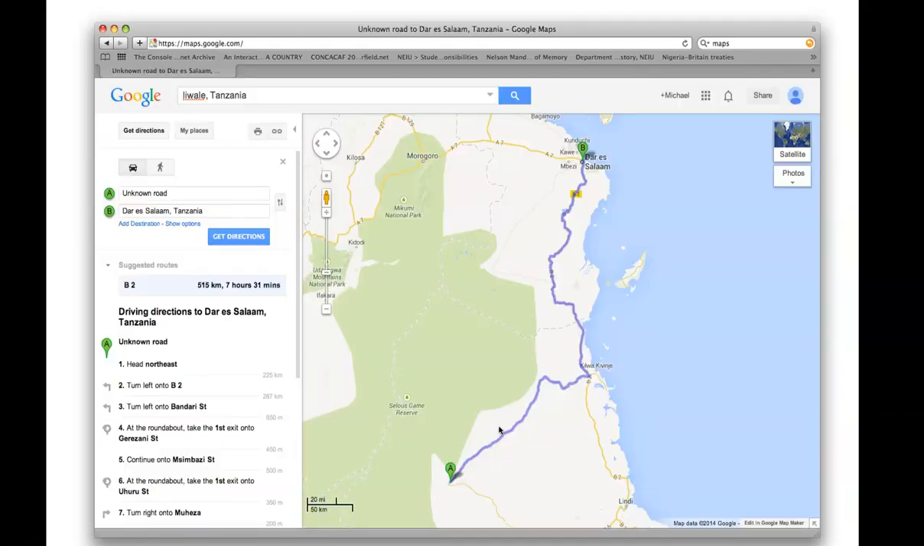Matter of fact, almost exactly 300 miles. And if you go on Google Maps, it'll tell you that should take you about 7.5 hours to drive. Seems pretty reasonable, right? Well, Google Maps is wrong. It took us 2 days.